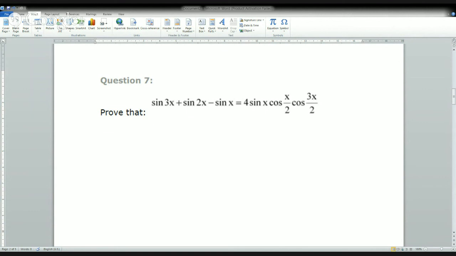So these are the ways identities are being used for solving questions in trigonometric functions. So I hope you have understood the utilization of trigonometric functions and the different ways of using it in solving complex questions.